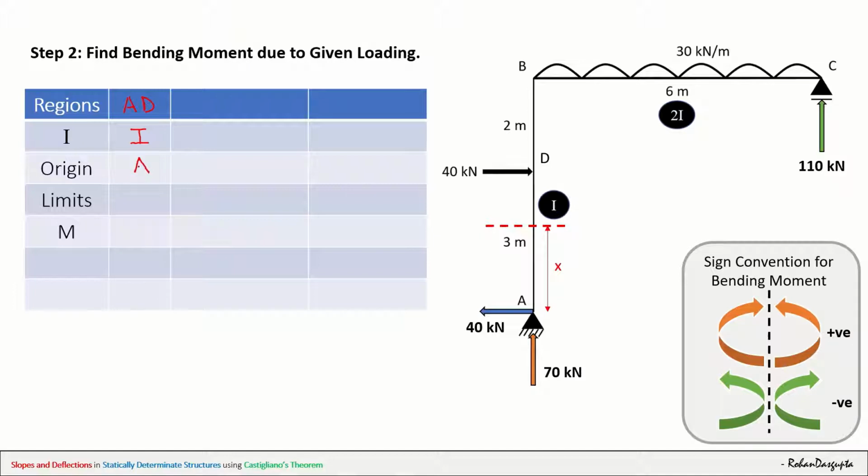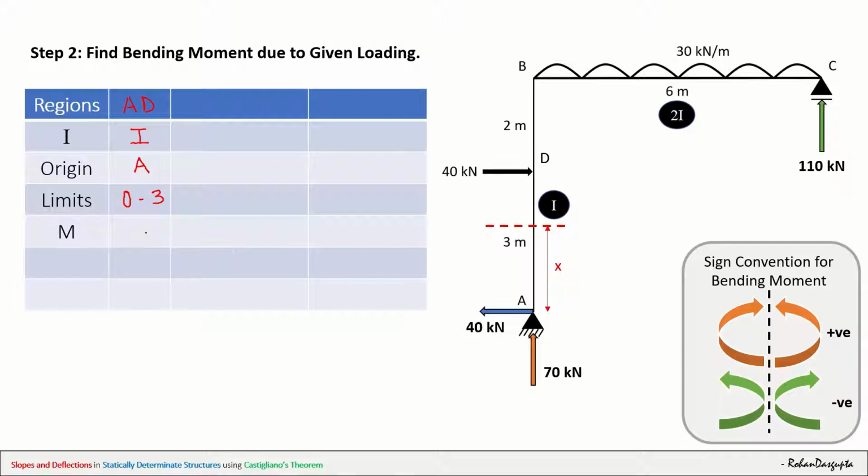Now what is the limit of x? See, x spans from A to D, because this is the region AD. At A, the value of x is 0. So the lower limit is 0. And it spans up to D. The upper limit of x is then D, and D is at a distance 3. So 0 to 3. Okay.